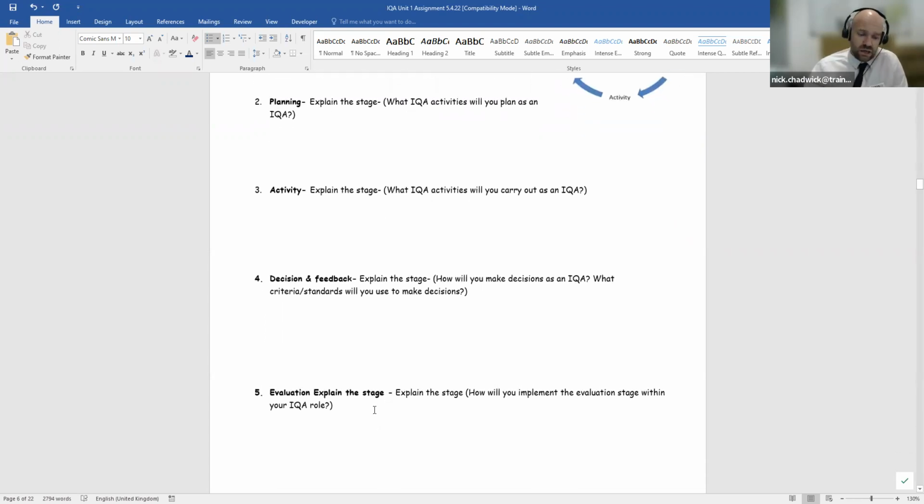And also decision and feedback. So this is to make a judgment as to whether the trainer or assessor has performed satisfactorily and made valid and reliable decisions, and also to provide them with developmental feedback here. So of course, you could think about this stage is where are you going to give feedback after an observation? How is feedback provided and how it's stored as well?